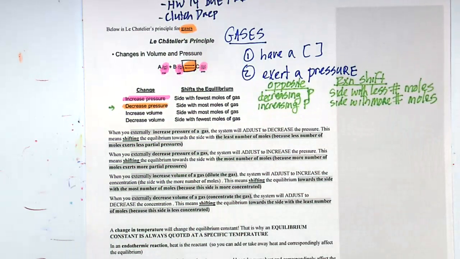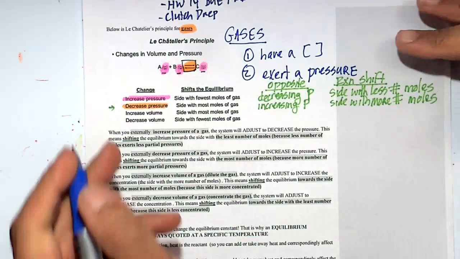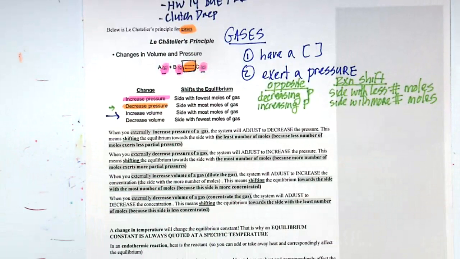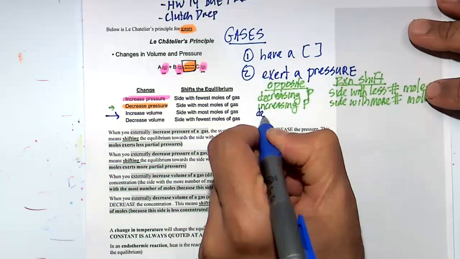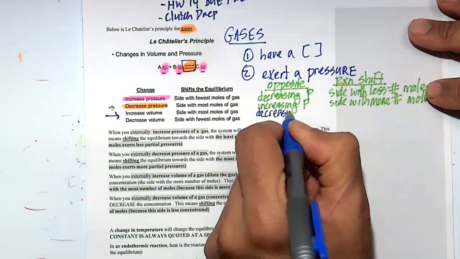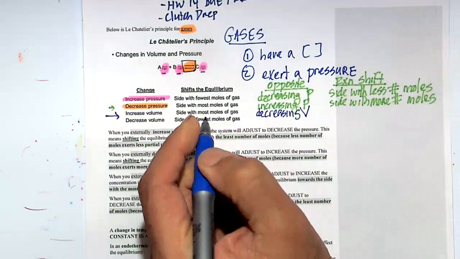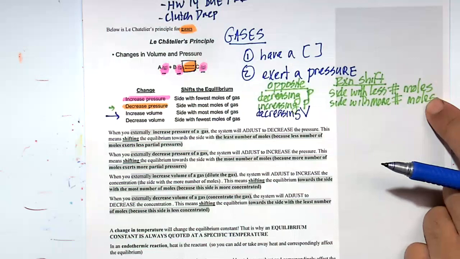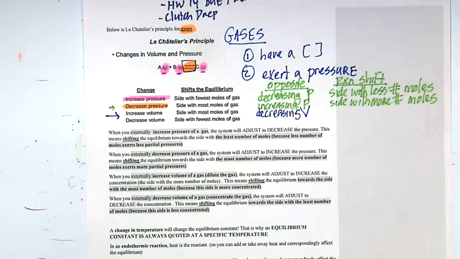All right. These next two are a little bit tricky. What happens if we increase the volume? Well, what's the opposite of increasing volume? Decreasing volume, correct? So which way will the reaction shift that has a decreasing volume? Where it's more concentrated or less concentrated? Decreasing volume.